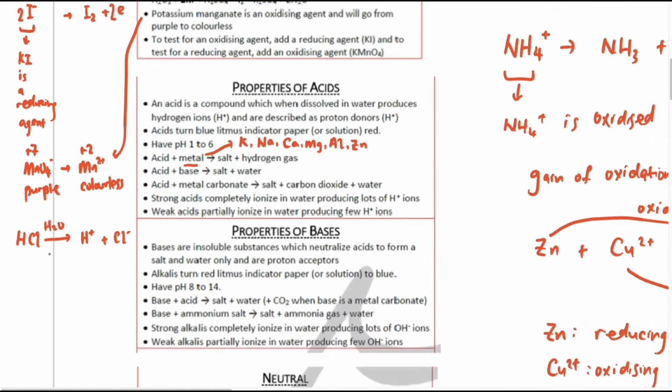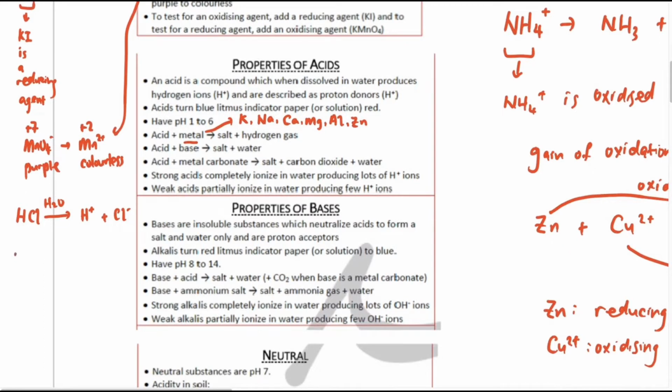Let's see one example. If you have HCl as the acid and magnesium as the reactive metal, then they will form salt. The salt is magnesium chloride, MgCl2, plus hydrogen gas, H2. So that is how we understand that equation.